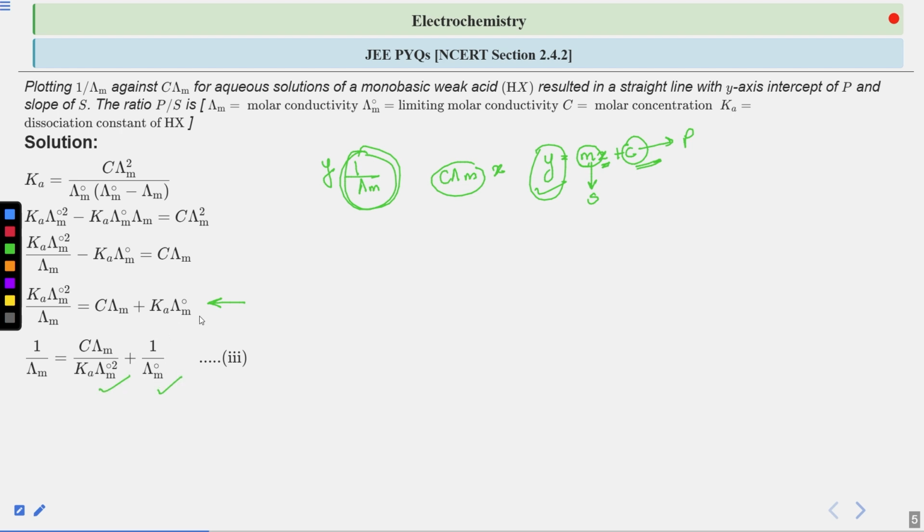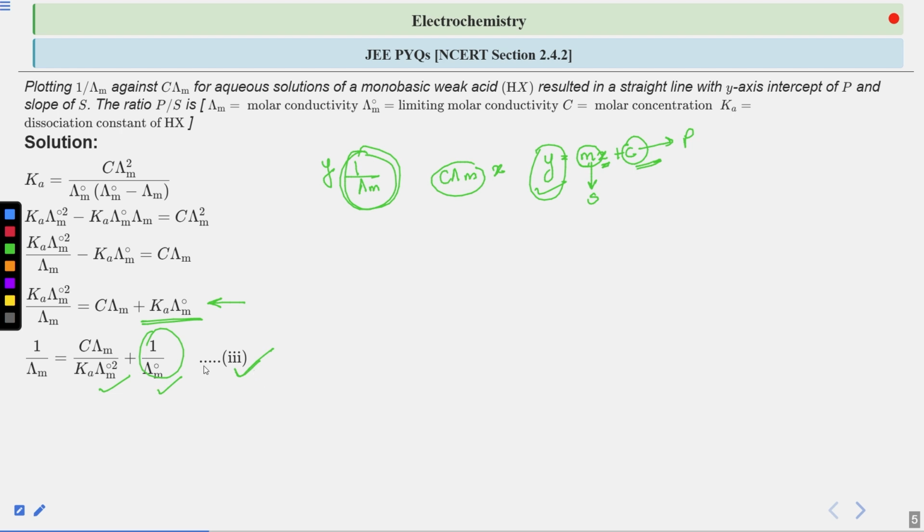In the second term, if you observe, Ka lambda m naught is already present, and when you put Ka lambda m naught square in the denominator, Ka and Ka will cancel out, and one lambda naught m and one lambda naught will also cancel out. The remaining thing is 1 by lambda naught m, right? So this is the remaining equation. Let's say this is equation third, because we have already taken the two equations as first and second.